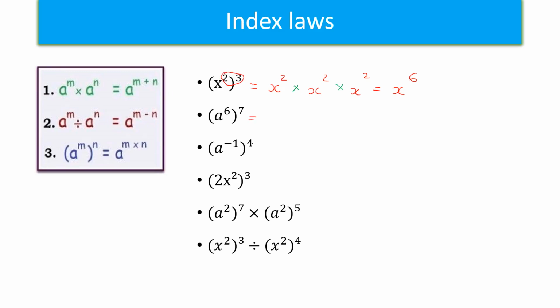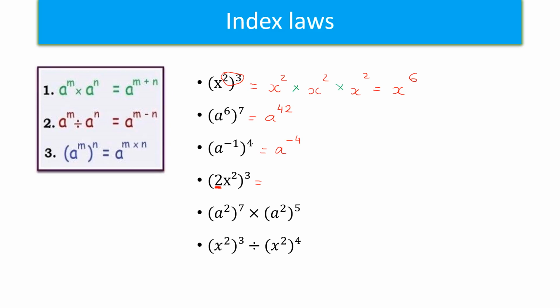So I can use this rule now to solve the rest of the questions. Now I've got a to the power of 6 and then raised to the power of 7. That is a to the power of 42. The next one, minus 1 times 4, that will be a to the power of negative 4. Now with the next one, you need to be a little bit more careful because you need to remember about the 2 as well. The 2 is also inside the bracket and it also needs to be raised to the power of 3. That is something that can be easily forgotten.